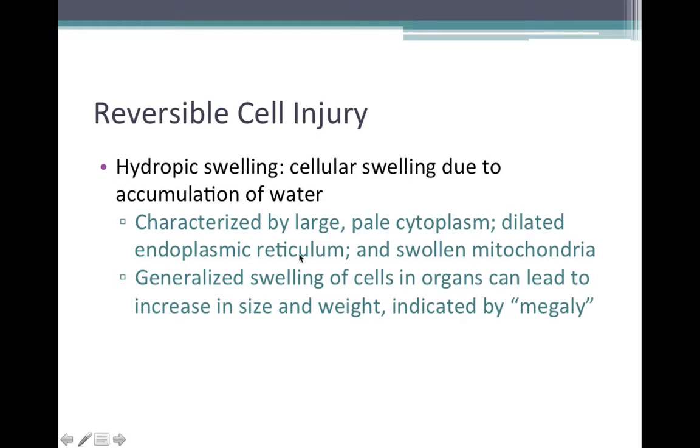So the endoplasmic reticulum is going to be swollen, as well as the mitochondria will be swollen, because again, these organelles also have compartments within them that can swell with water. So they will also swell with water when a cell becomes injured. Now, this can lead to the increase in the size and weight of an entire organ, which we call megaly. So, for instance, if the liver becomes injured, that can lead to hepatomegaly, which is basically a swelling of the liver. Or if the heart becomes injured, that can lead to cardiomegaly, which is basically a swelling of the heart. And it's a form of reversible injury.